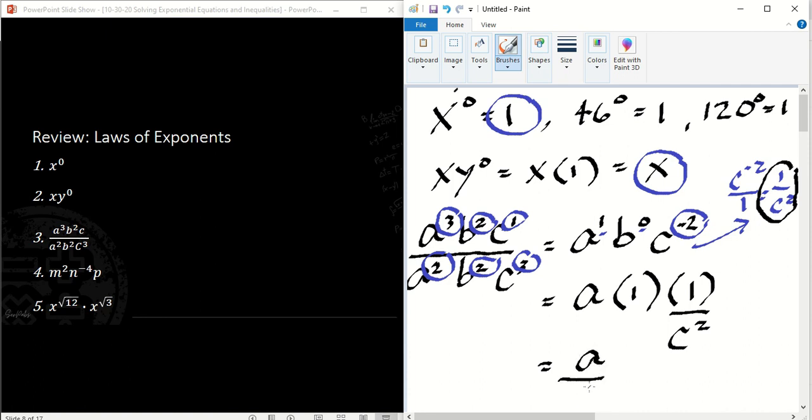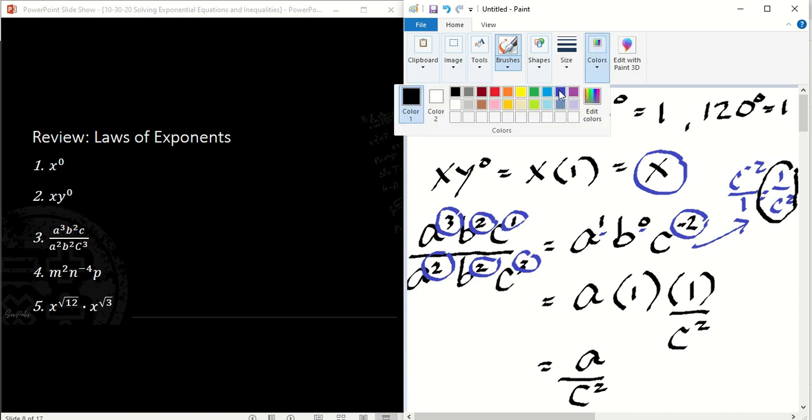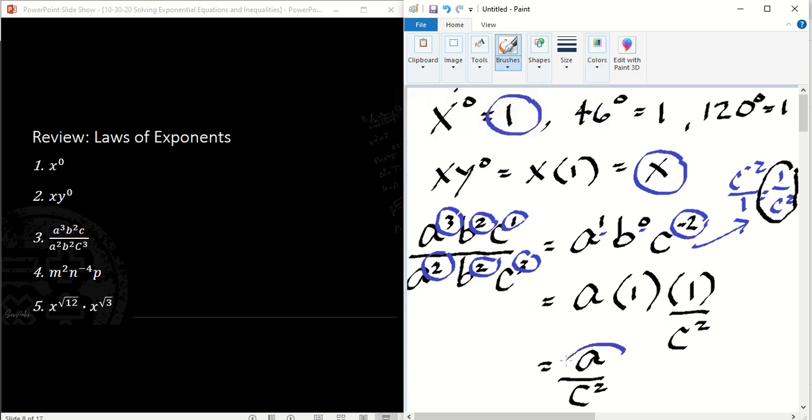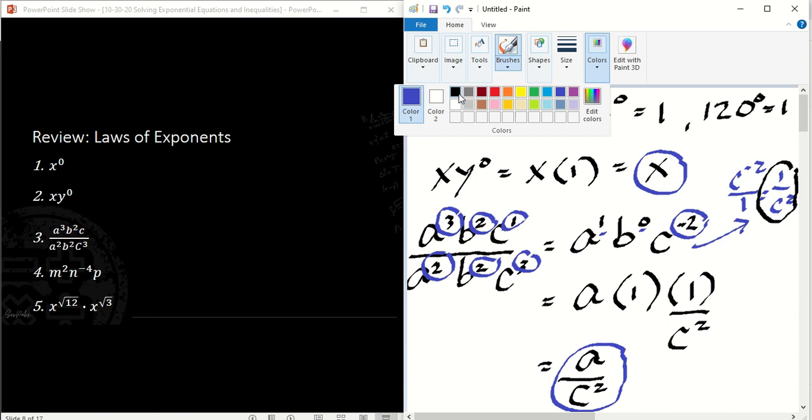And then, yung c squared ko, copyin mo lang. So, c squared. So, ito yung final answer natin. So, yan yung answer for number 3: a over c to the second power. Okay, proceed.